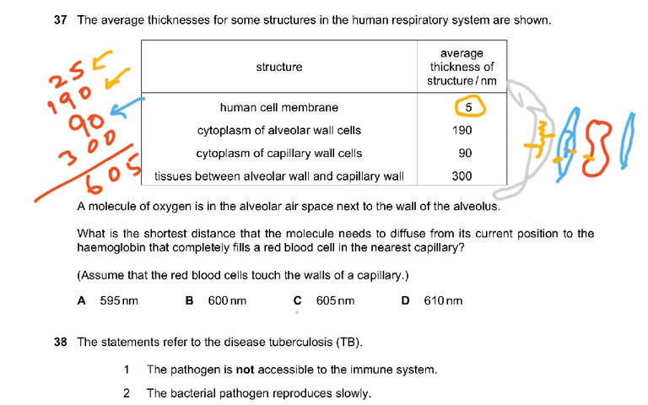And then 300 is the tissue between the alveolar wall and the capillary. So this tissue here between the alveolar wall and the capillary is 300 nanometers. So I've added that, that's 605 nanometers. That's why the answer is C, which is 605 nanometers. Now I'm going to just revise this with you, and then you can see where you were going to get this question wrong.